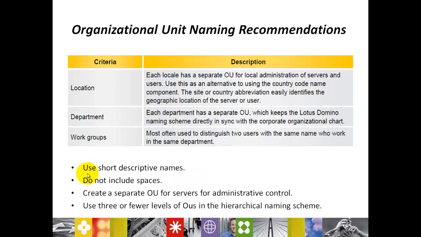The naming recommendations are: use short descriptive names, do not include any spaces in OUs while you are creating them, create a separate OU for servers for administrative control, and use 3 or fewer levels of OUs in the hierarchical naming scheme.